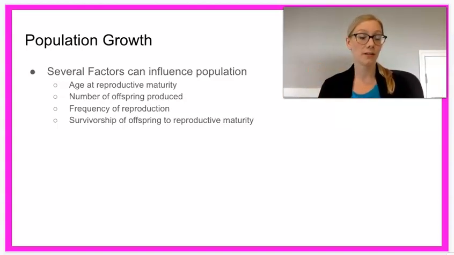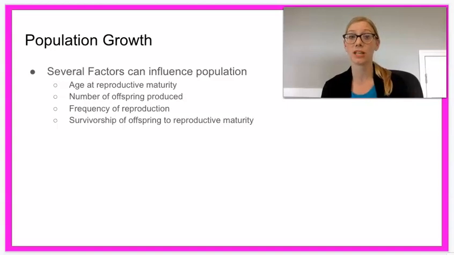The age of reproductive maturity, right? How long does it take an individual to reach a point where they're able to reproduce? The number of offspring that they have at a given time can influence the population and its growth or not growth, I guess you could say decrease. The frequency of reproduction, how often does that reproduction happen? And then the survivorship of the offspring that are able to reach reproductive maturity, right?